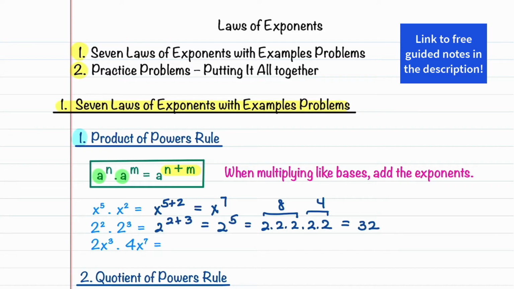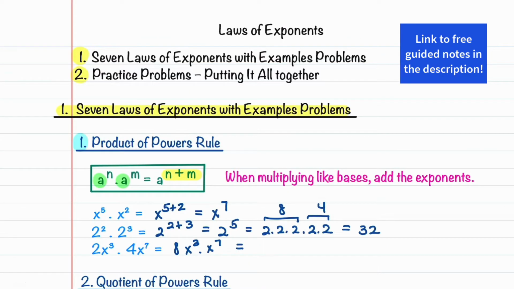Let's look at one last example before we go on to the next law, because this example has both constants and a variable in it. What we want to do when we have this combination is we want to multiply the constants first. So this is just 8 times x cubed times x to the 7th. Now we're going to add the exponents, and our answer becomes 8 times x to the 3 plus 7, and that's just equal to 8 times x to the 10th power.